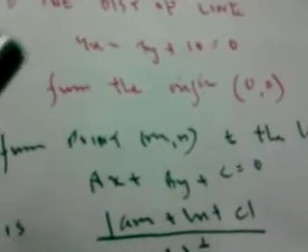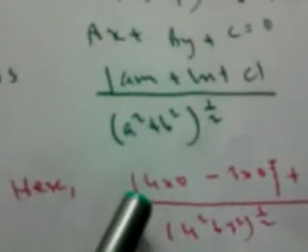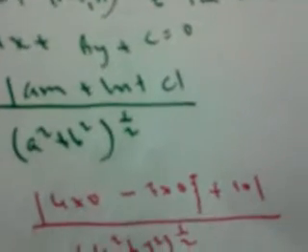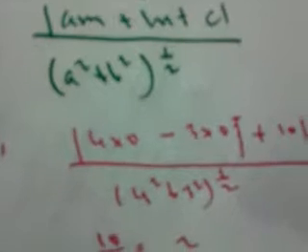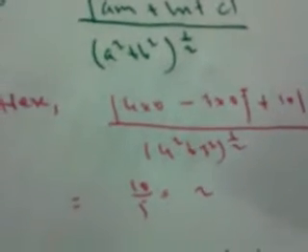Let's check it. A is 4 here, m is 0, so 4 into 0. b is minus 3, n is 0, so minus 3 into 0, plus c is 10, divided by the square root of a square plus b square. Calculate, we get 10 by 5, the answer is 2.